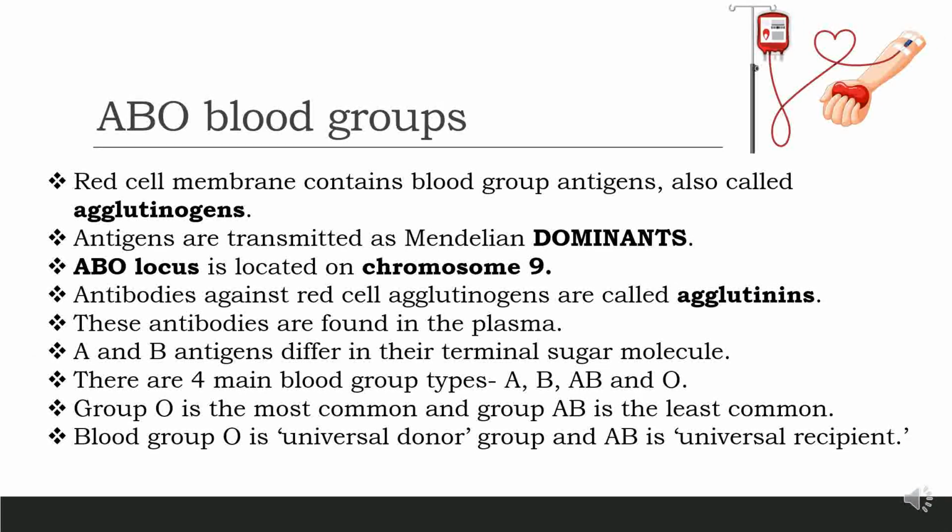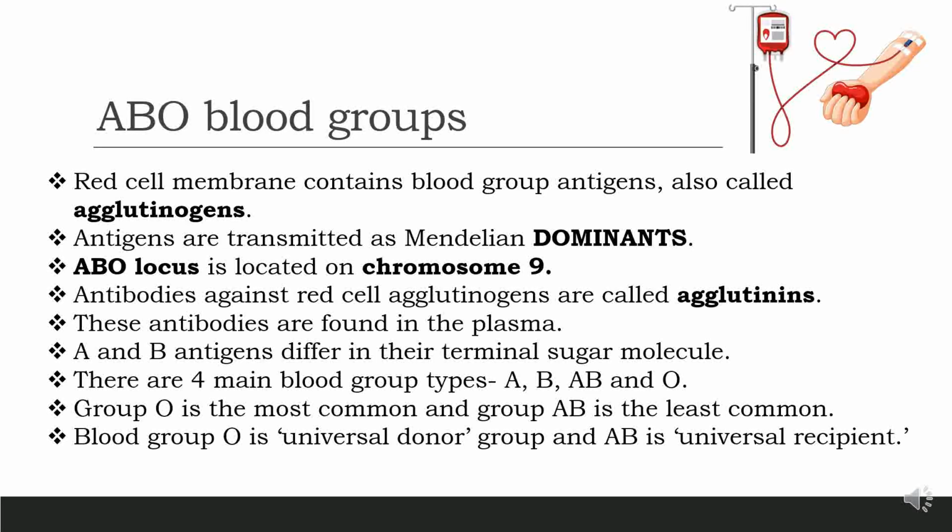ABO blood groups. The human red cell membrane contains a variety of blood group antigens, which are also called agglutinogens. The most important of these are the A and B antigens. These antigens are genetically transmitted as Mendelian dominants. The ABO gene is located on chromosome 9. Antibodies against red cell agglutinogens are called agglutinins. Infants naturally develop antibodies in their plasma against the antigens not present on their own red cells. These antibodies are found in the plasma for the whole life of those lacking the corresponding antigen.